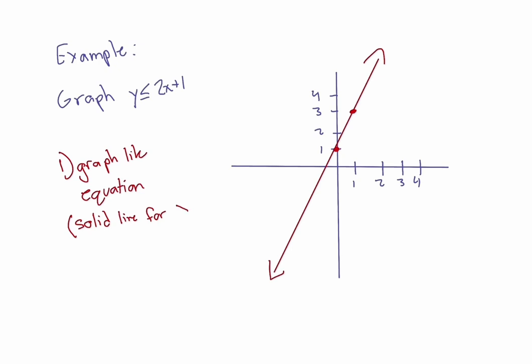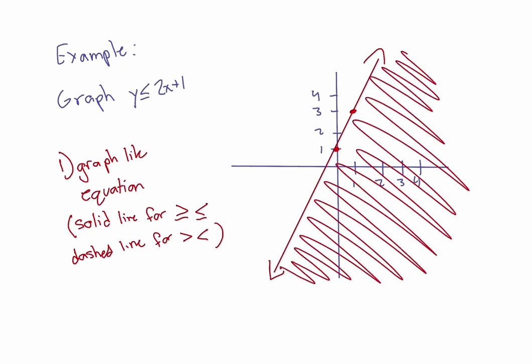Then what we would do is we would shade the region that satisfies the inequality. This inequality specifically is saying that y is less than this line. So we have to look at our y values, which remember, it's our units going up and down, and see which ones are below the line, and we would shade all of them in.